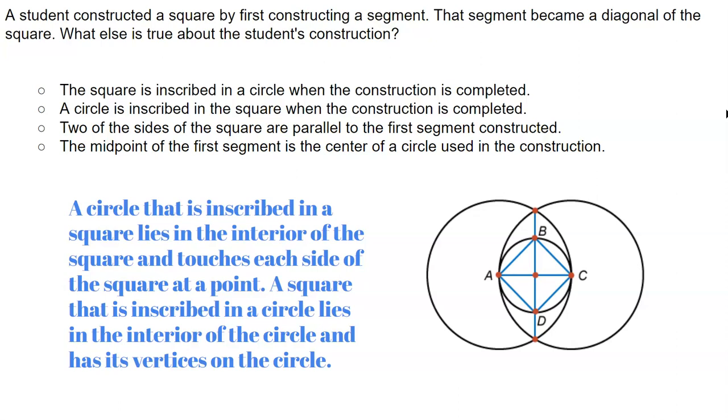A circle that is inscribed in a square lies in the interior of the square and touches each side of the square at a point. A square that is inscribed in a circle lies in the interior of the circle and has its vertices on the circle.